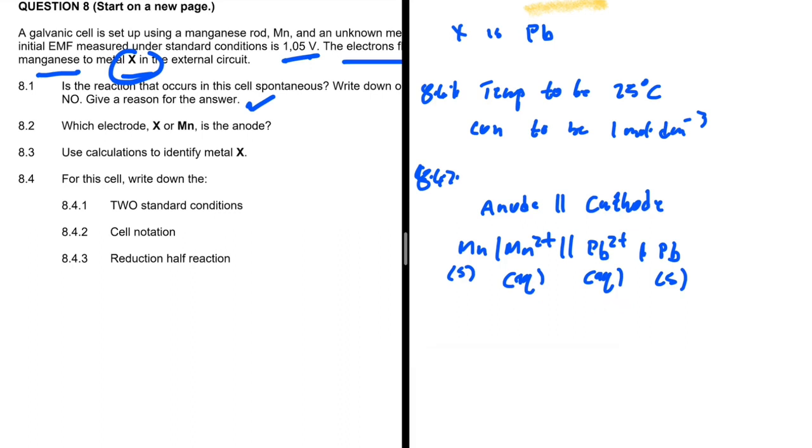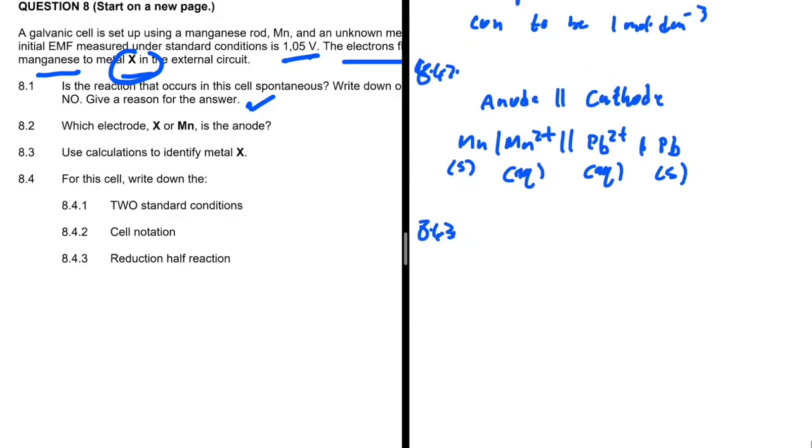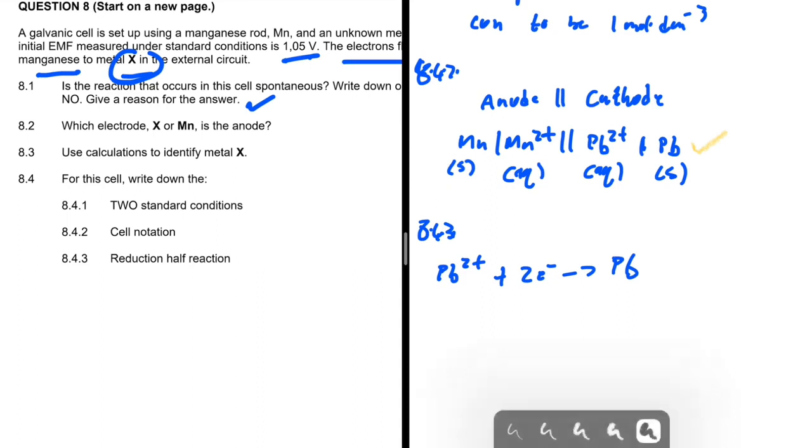Okay, that is 8.4.2. 8.4.3, reduction half reaction. Reduction occurs at the cathode. That's where we have a gaining of electrons. So we're gonna have Pb to the 2 plus, that gains 2 electrons to become Pb. There we go. Nothing complicated there whatsoever. That is the reduction reaction.